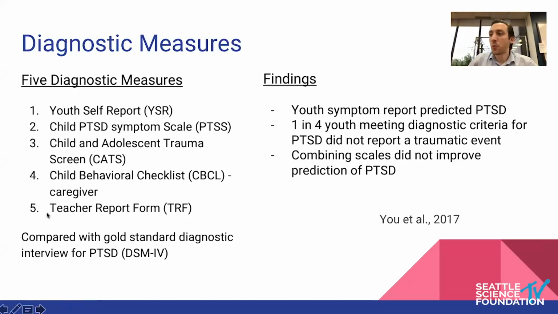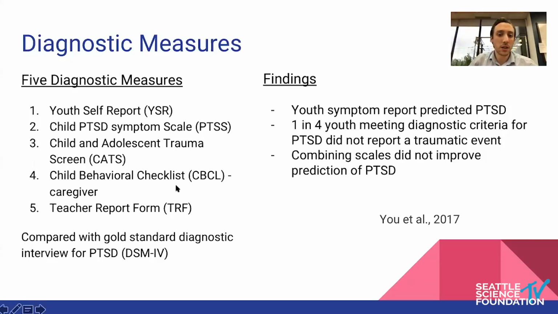And so when we're talking about how to best assess for trauma exposure and PTSD symptoms in youth, we recognize that there are different measures that are available. There was a study done in 2017 that compared 5 measures for assessing trauma exposure and PTSD symptoms in youth. The first 3 of which were completed directly by youth as self-reports. There was one completed by a caregiver and one completed by a teacher who had a lot of exposure with this, who worked often with the child. And all of these different types of measures were compared with a gold standard diagnostic interview for PTSD based on DSM-4 criteria.